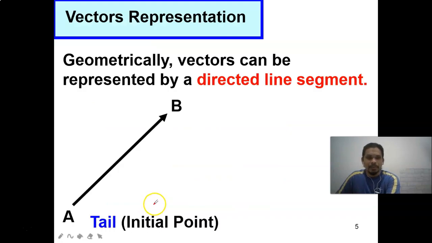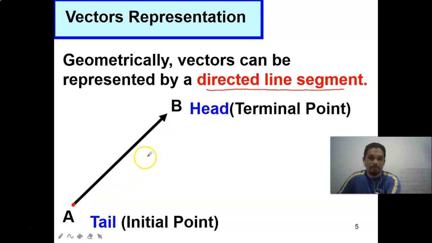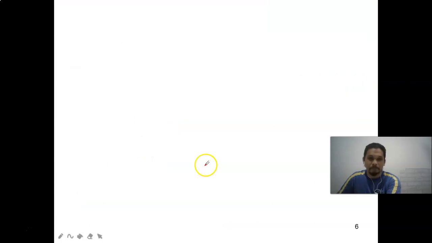So geometrically, vectors can be represented by a directed line segment. As you see here now, we have the starting point A to a point of destination, from the tail, the initial point, to the head, the terminal point. So from A, look at the direction or head here. So we can call this the vector AB.